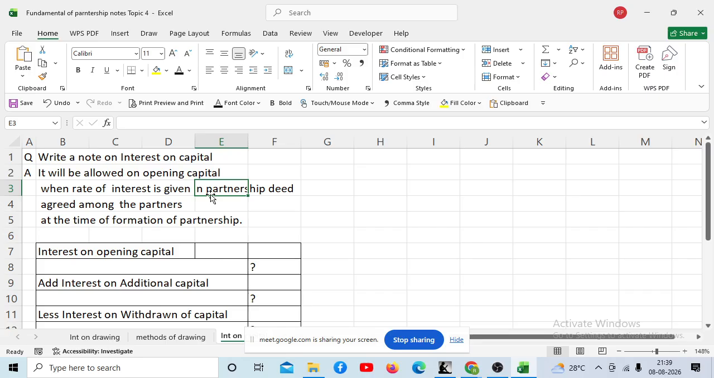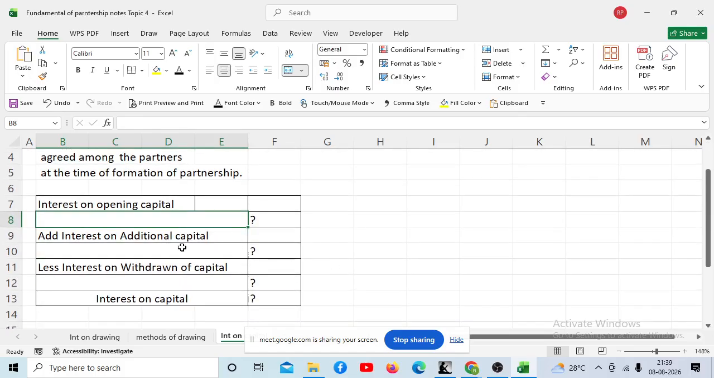Interest on capital will not be given to the partners. And how to calculate interest on capital? First, we have to calculate it on opening capital. Then, if he has brought any additional capital, the interest on the additional capital is to be added. And if he has withdrawn some capital, then that interest is to be subtracted. And the final answer will be the interest on capital.